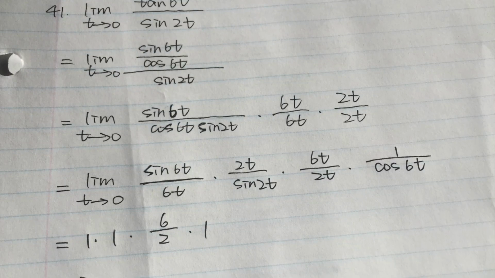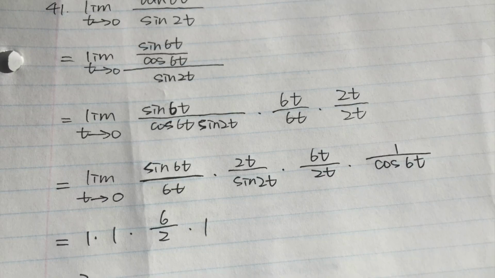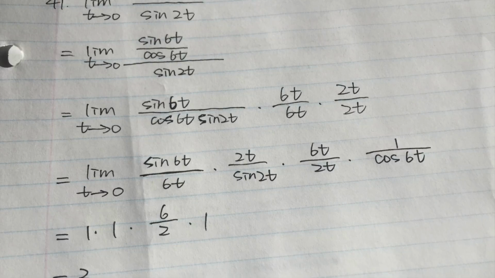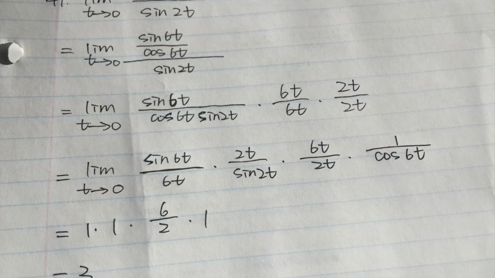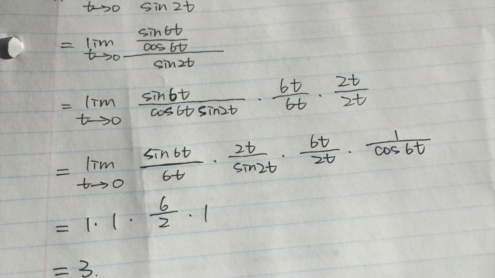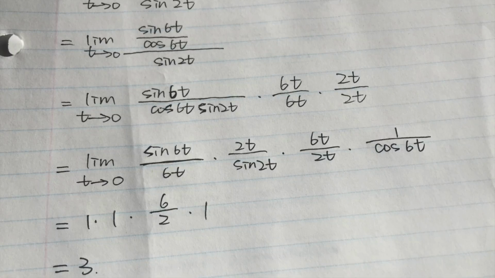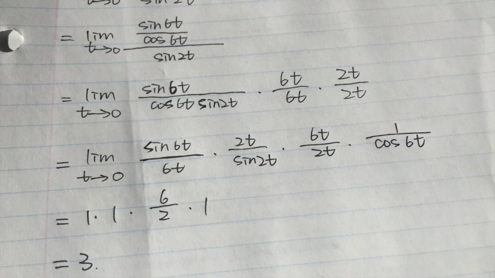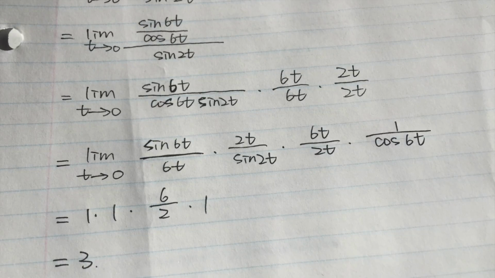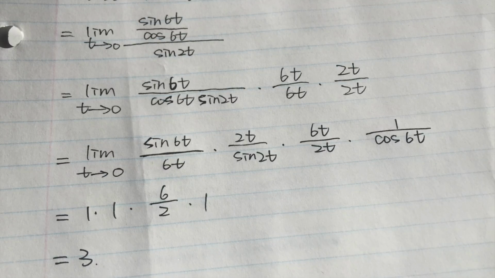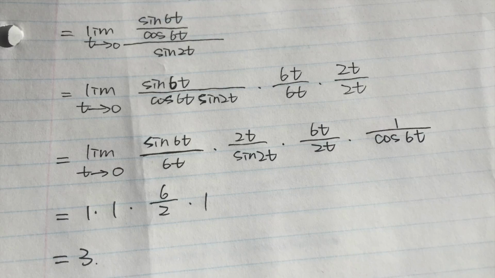Then we can change the position of the numerator and denominator, so we can get limit sine 6t over 6t times 2t over sine 2t times 6t over 2t times 1 over cosine 6t as t approaches 0. Then we need to simplify the function and cancel the numerator and denominator, so we can get 1 times 1 times 6 over 2 times 1, so we can get the final answer, which is 3.